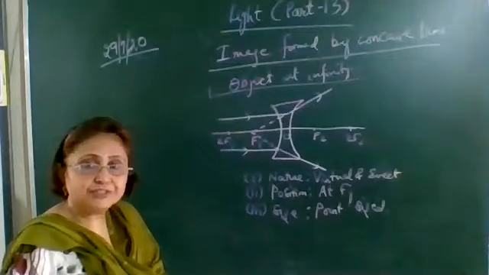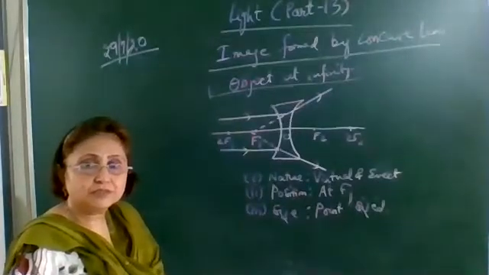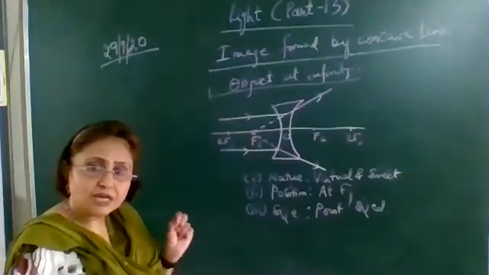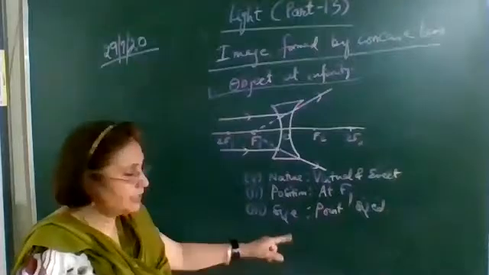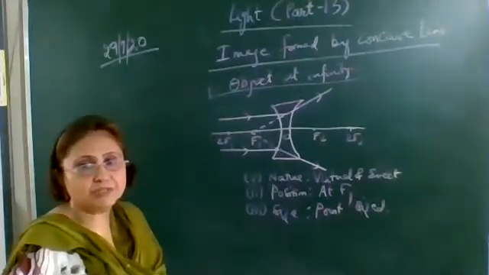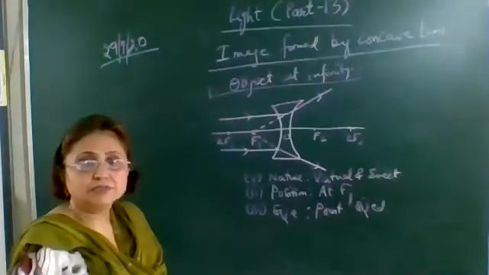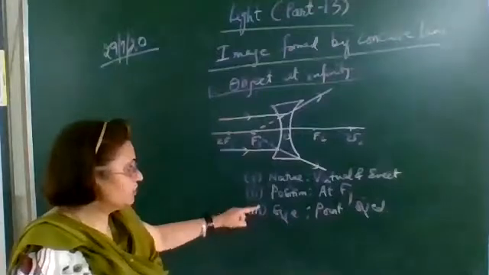Then write the size of the image. Size of the image is highly diminished. Or you may write it is a point sized image. Okay, so write these 3 points.